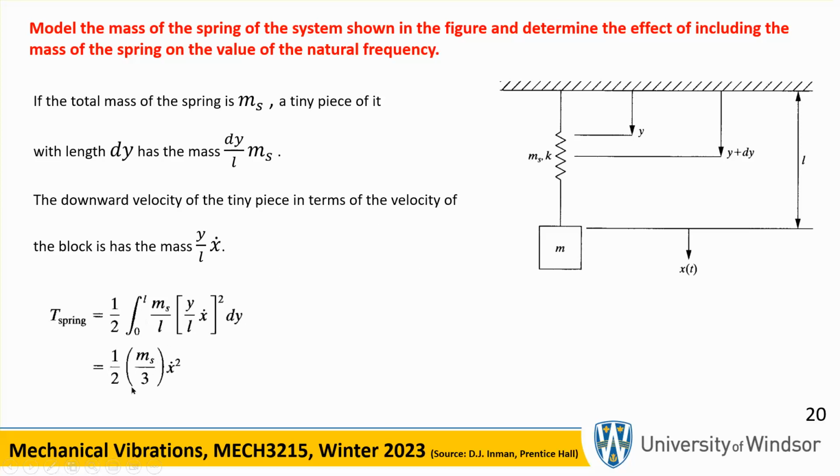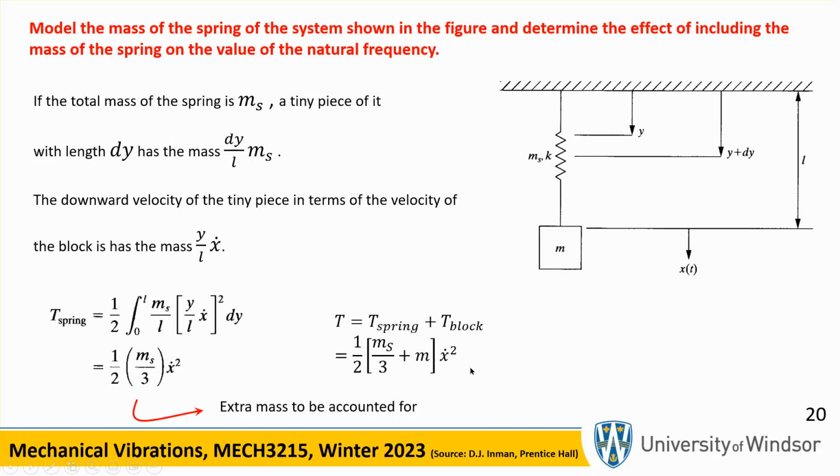And if you clean this up, you get 1/2 times ms, the mass of the spring, divided by 3, times the velocity of the block squared. So this is an additional term to the kinetic energy of the block, which is 1/2 m x dot squared. So you have to include that. It's the additional extra term to be accounted for when it comes down to T. You add this to 1/2 m x dot squared. So effectively, it's right there, the spring and the block. This is the kinetic energy.